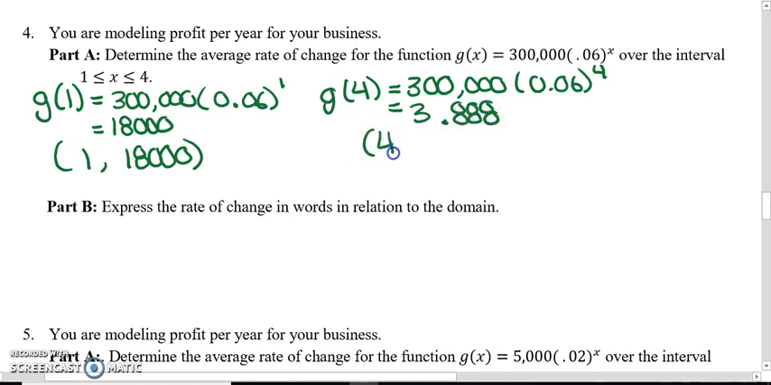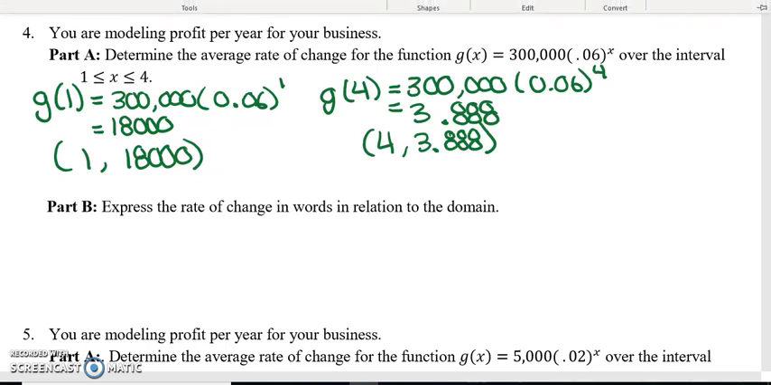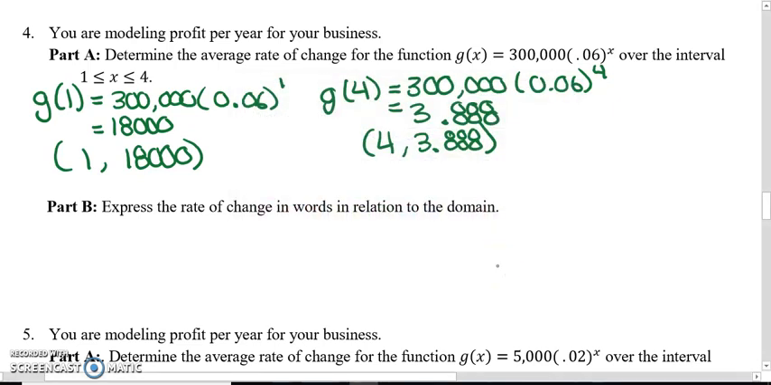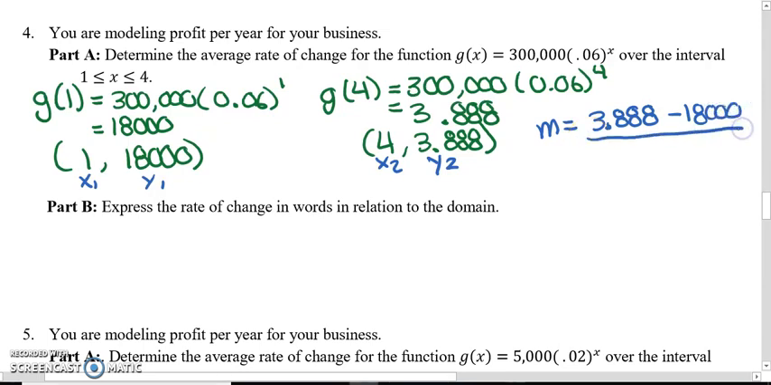So this point here is going to be (4, 3.888). So again, what I usually like to do, since I do have to find the average rate of change, is switch color first. I am going to label x1, y1, x2, y2. So it's going to be in the form m equals (3.888 minus 18,000) all over (4 minus 1).